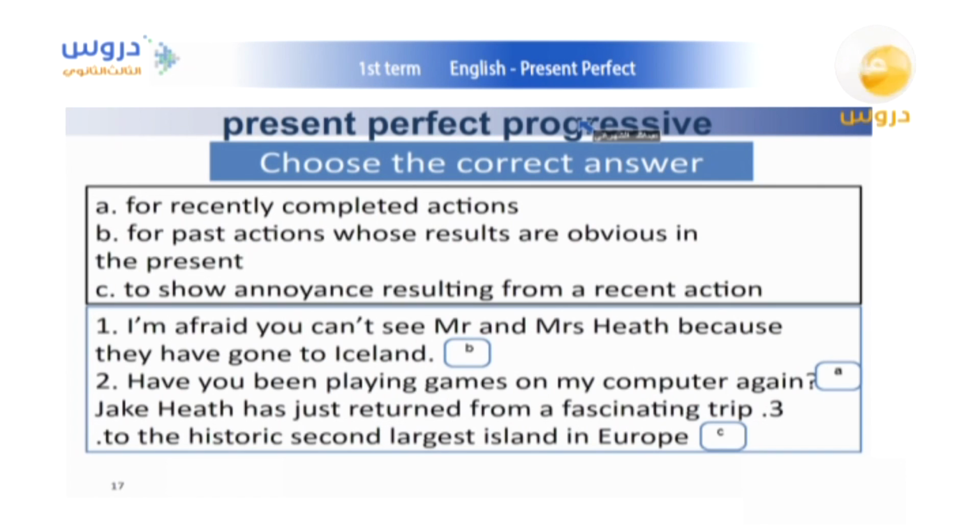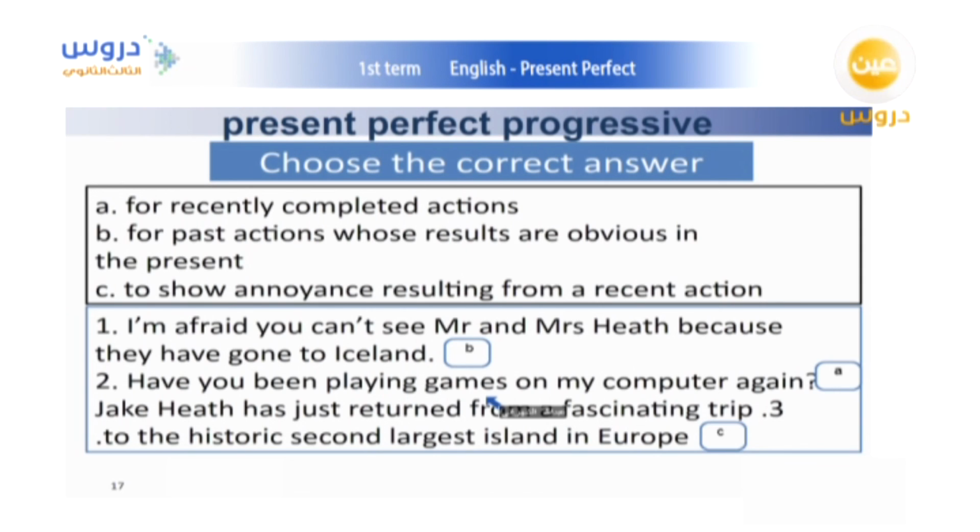Okay, Amir, great. Good job. Thank you, Amir. You are doing a good job. Good try. It's really appreciated. So the first one: I'm afraid you cannot see Mr. and Mrs. Heath because they have gone to the island. You choose B, which is for past actions whose results are obvious in the present. Great. Good job. Have you been playing games on my computer again? You choose A for recently completed actions. You are doing great. Number 3: Jack has just returned from a fascinating trip to the historic second largest island in Europe, and you choose C to show annoyance resulting from a recent action. But what about Jack? Have you been playing games on my computer again? You choose A for recently completed action.